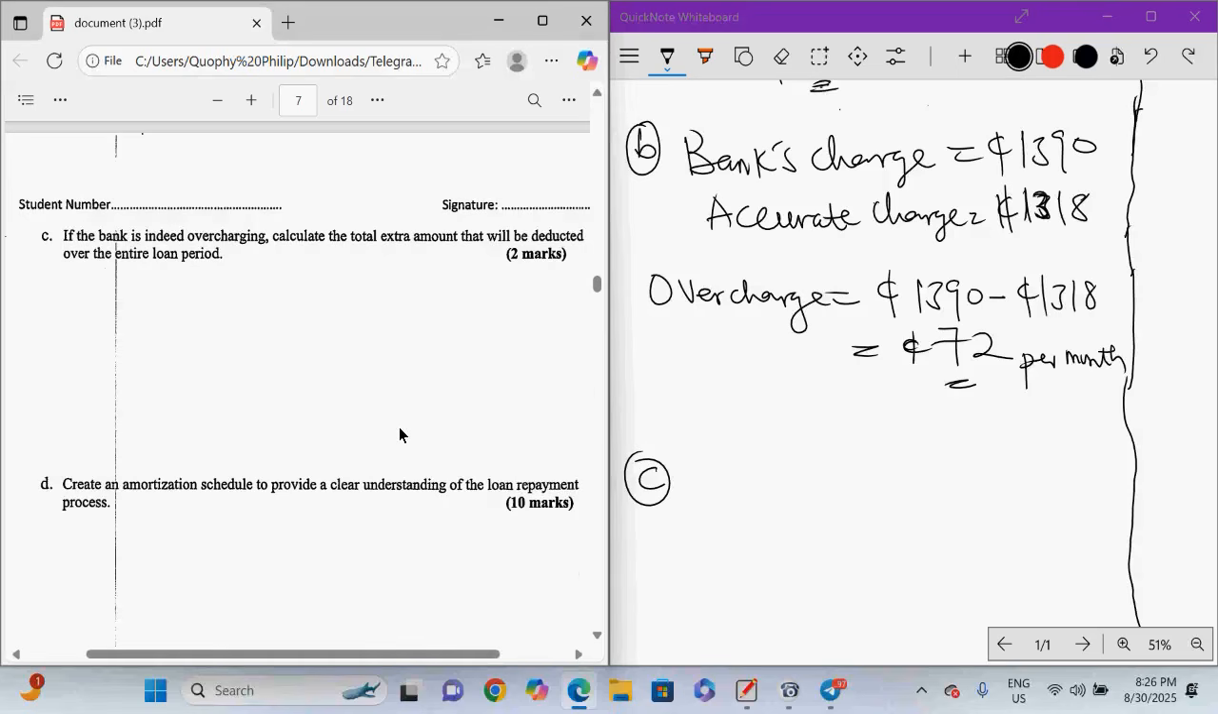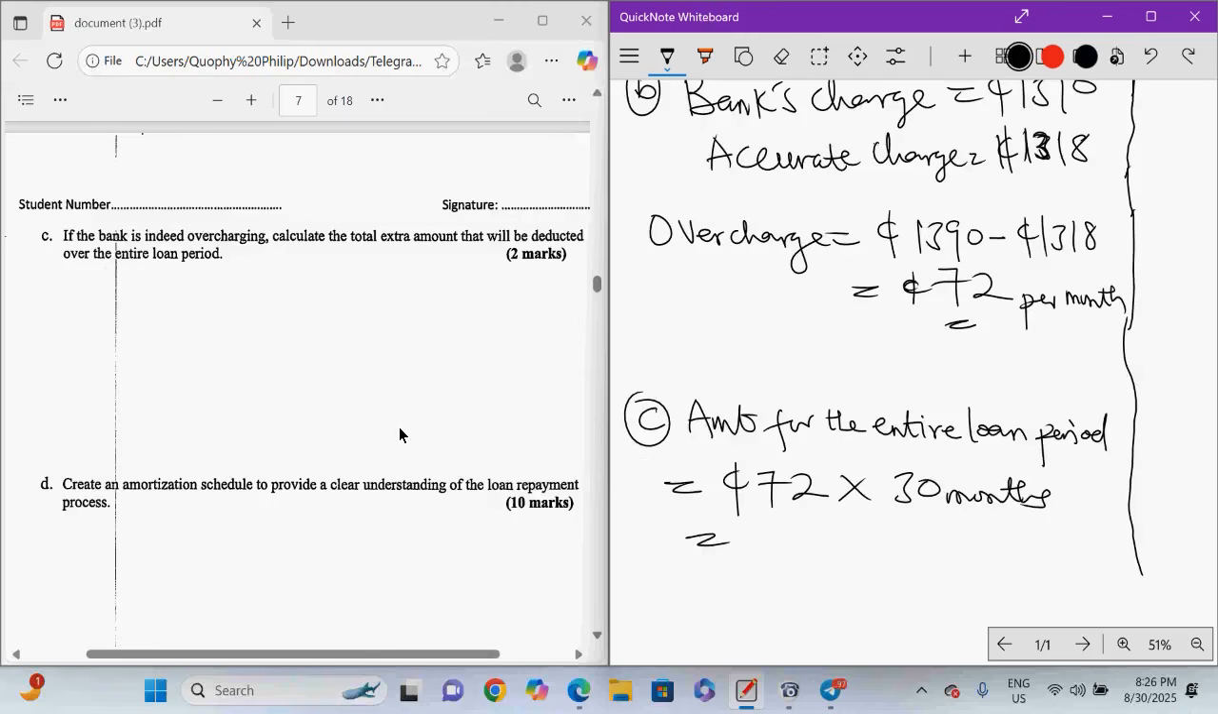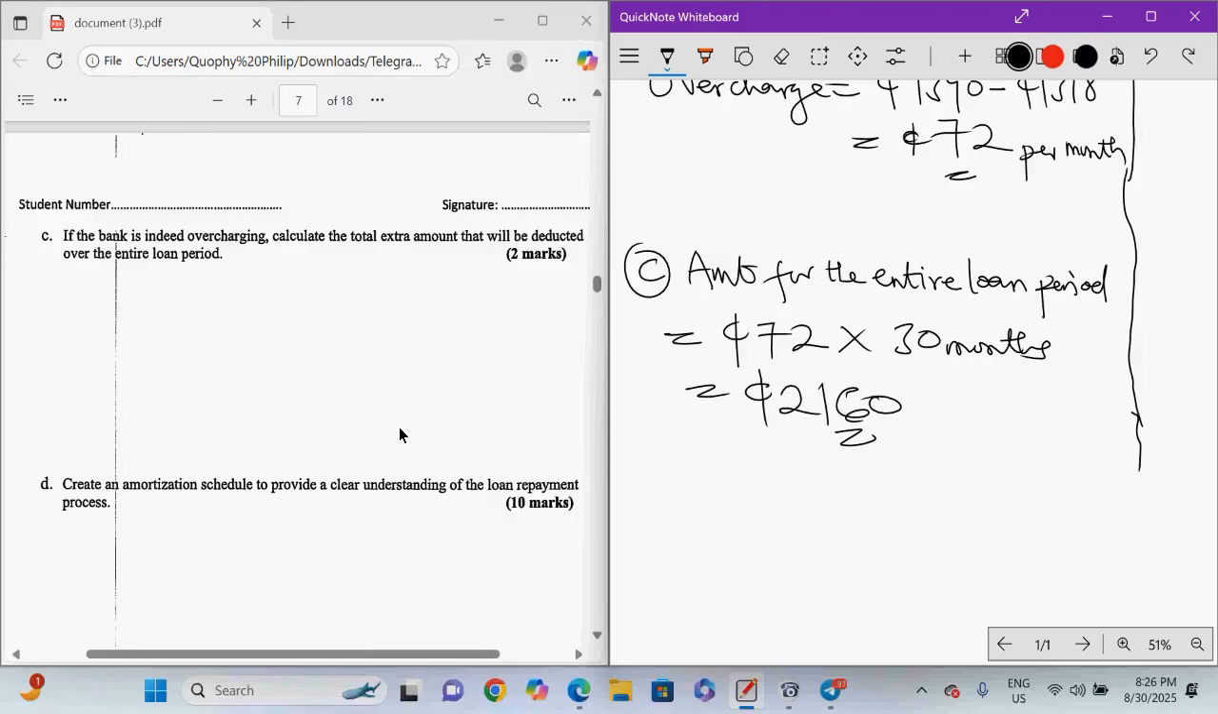So if it is 30 months, to calculate the amount for the entire loan period, it is 72 times the 30 months. How much is that? 2,160. Right. Okay. What else?